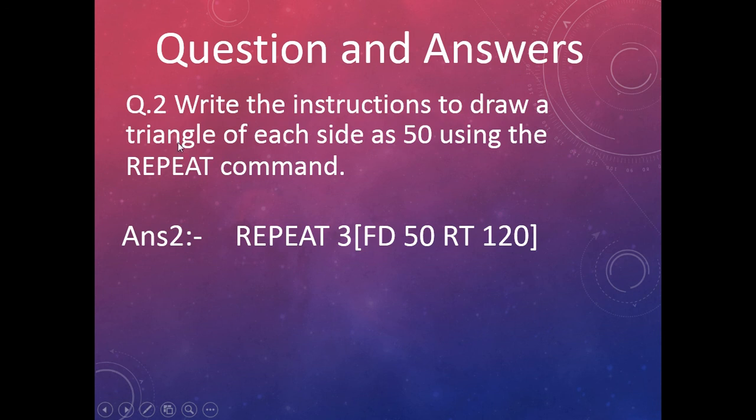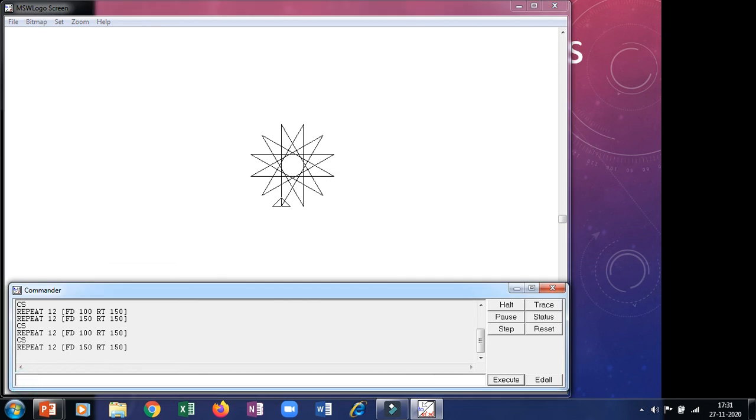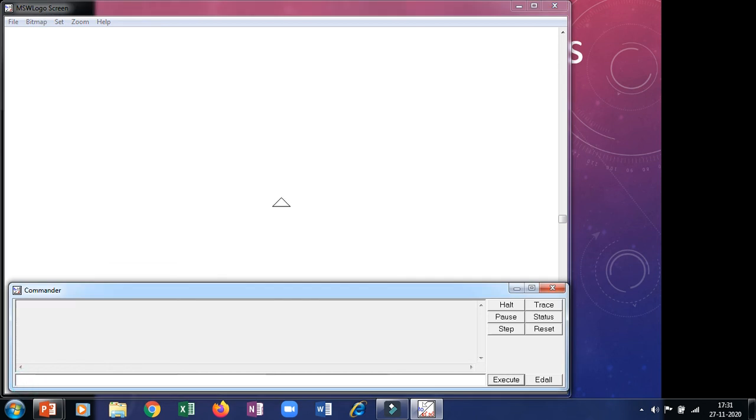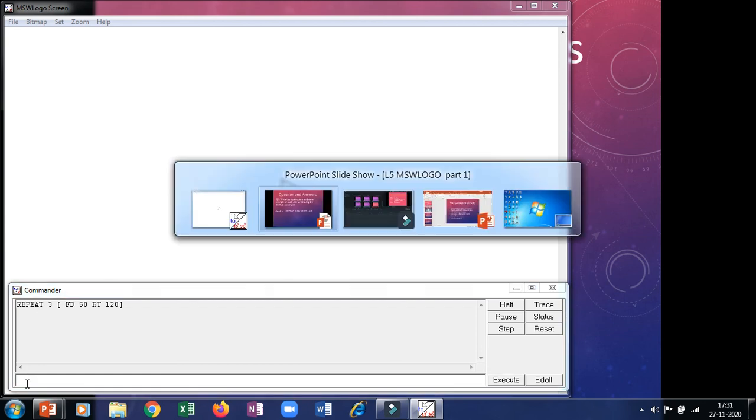Write the instructions to draw a triangle of each side as 50 using the repeat command. Now we have drawn a triangle using 100, 150, 200. Now it is given 50, so we have to write repeat 3 FD 50 RT 120. Let us do it. Let us clear the screen first and clear the text. So repeat 3 times, the triangle has 3 sides, FD 50 RT 120. We got a smaller triangle.